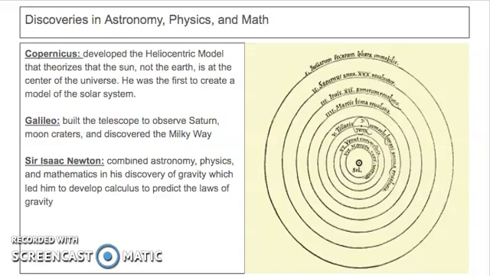So one of those people was Copernicus, I can never say his name. He directly challenged this model by developing the heliocentric model that theorizes the sun, not the earth, is at the center of the universe. And as we all know, he was right. He was also the first to create a model of the solar system. We have Galileo, who built the first telescope to observe Saturn, moon craters, and he also discovered the Milky Way.